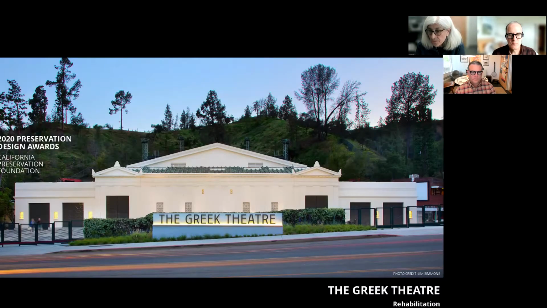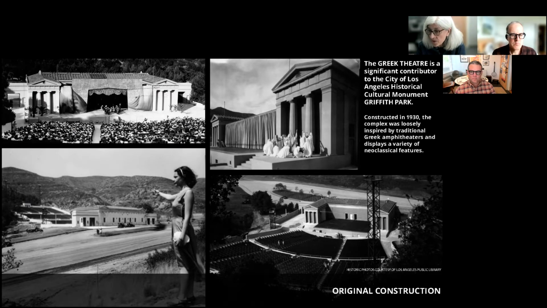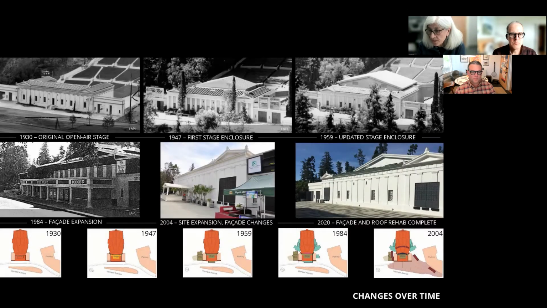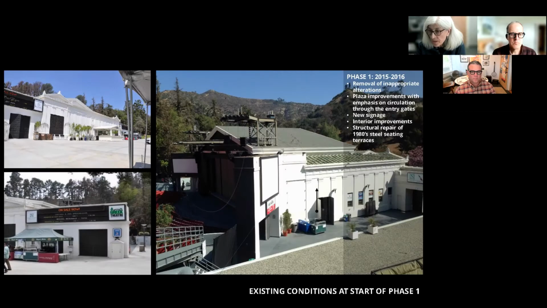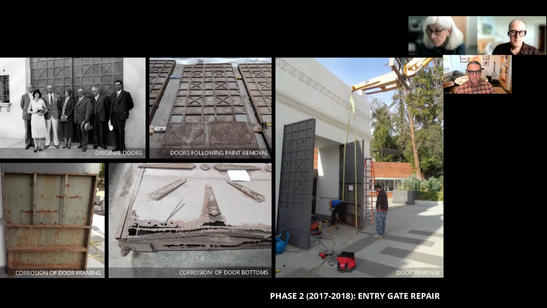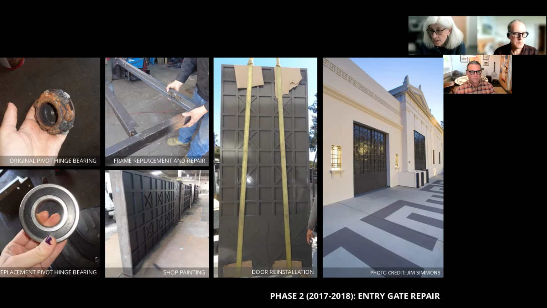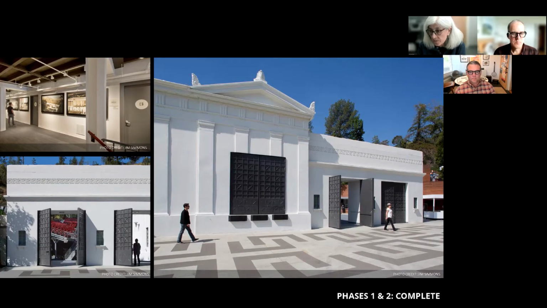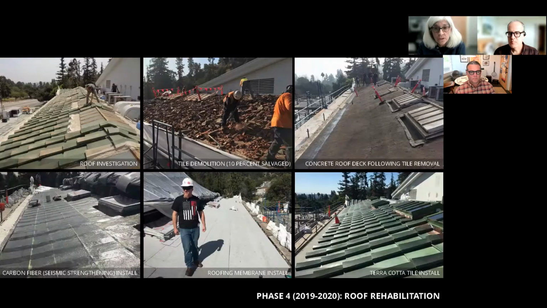Between 2015 and 2020, 4 phases of off-season projects were completed at the Greek Theater. In addition to improving the visitor and performer experience and upgrading systems, the projects focused upon repair and rehabilitation of the theater's visible original features.